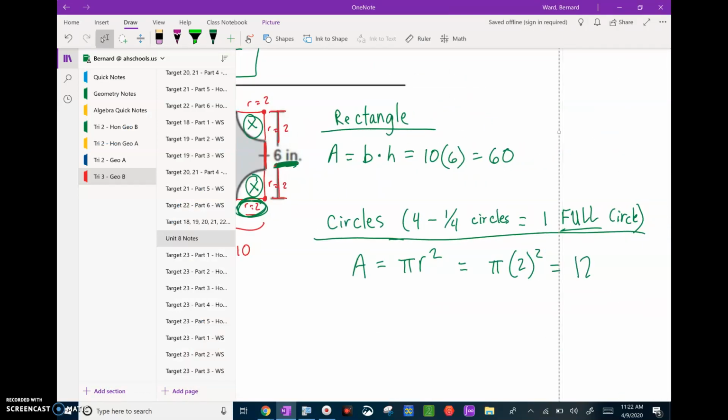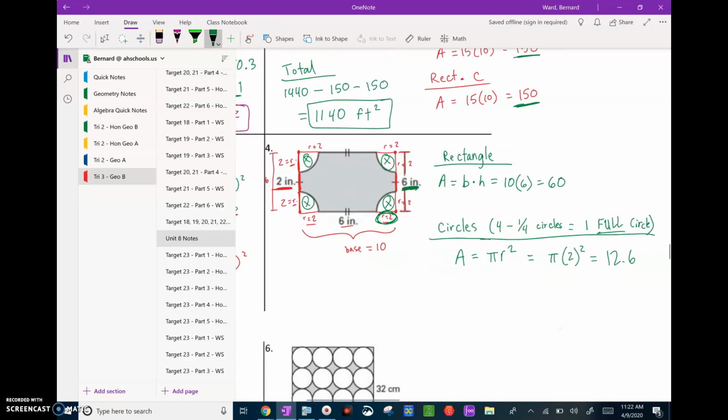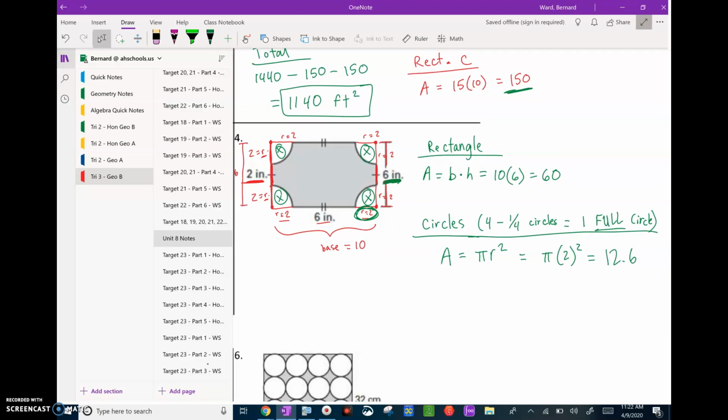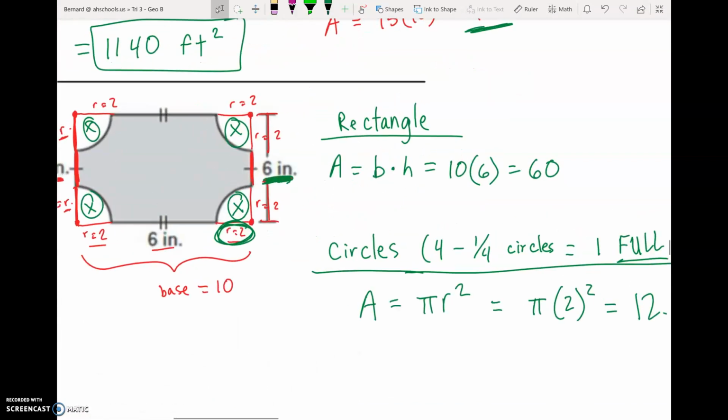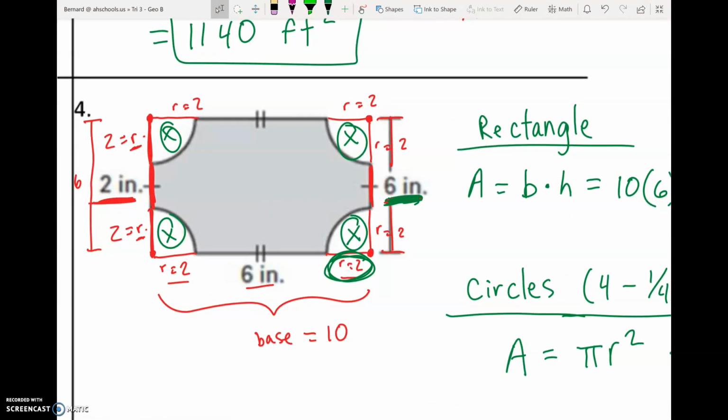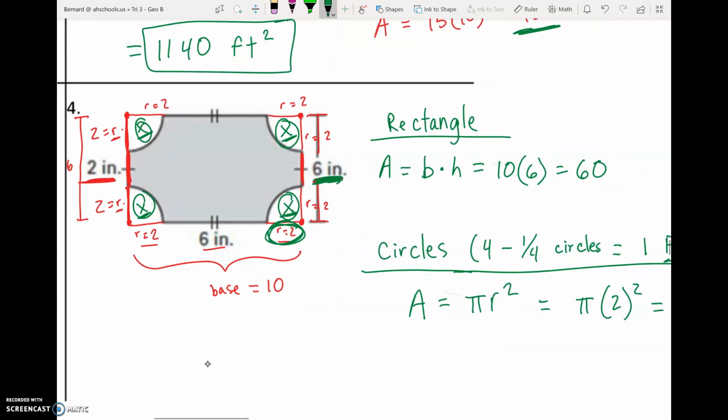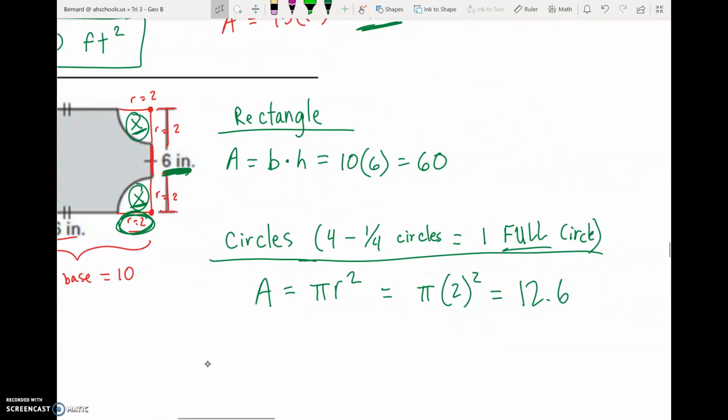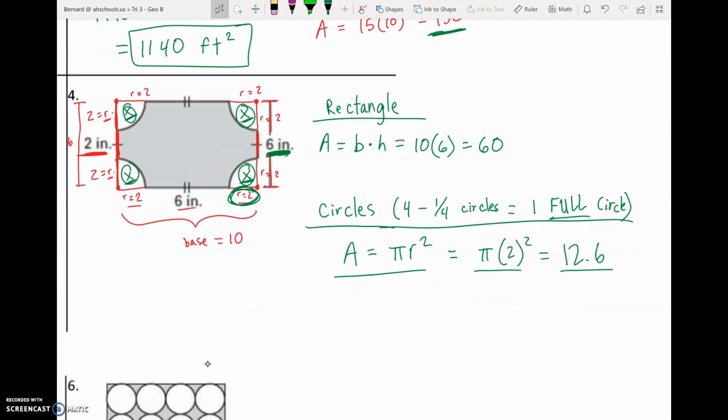Now, I want to repeat what I just did there. 12.6, right? There isn't a full circle that you can see in this problem, but there are 4 quarter circles. And 4 quarters equals 1 whole. Since they're all the same radius, we can just act like it's 1 whole circle, find the area for that whole circle, and that's what we are going to subtract away now. So our total will be that 60 from the rectangle minus the 12.6 from our circle.